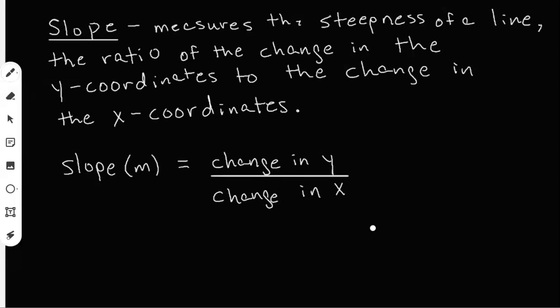Another way you can write this is delta y divided by delta x. And this is going to be the Greek letter delta. It's going to stand for change. So literally it means change in y over change in x.